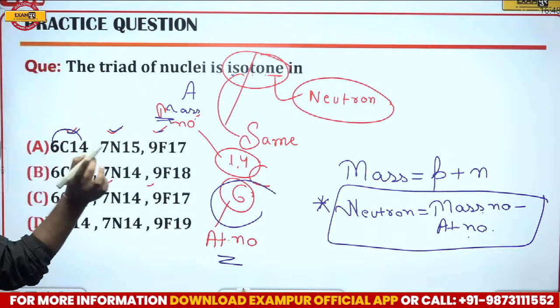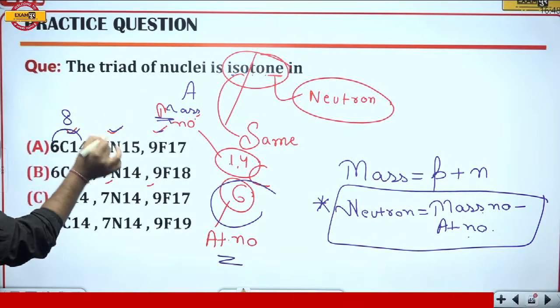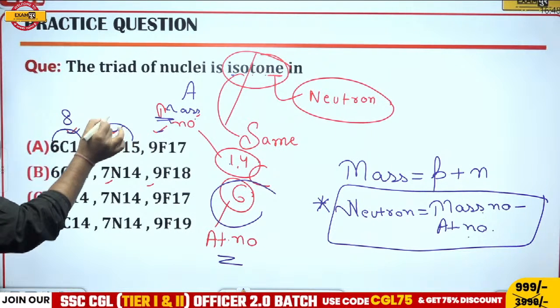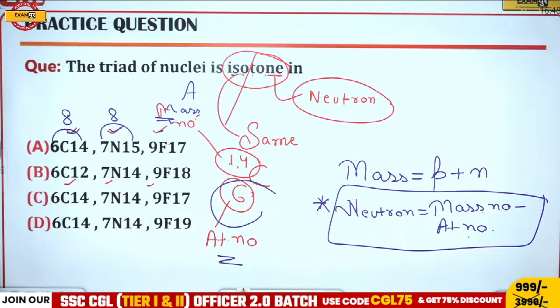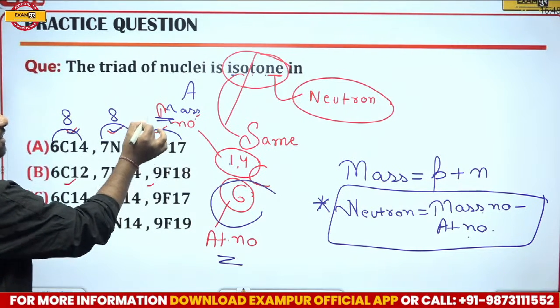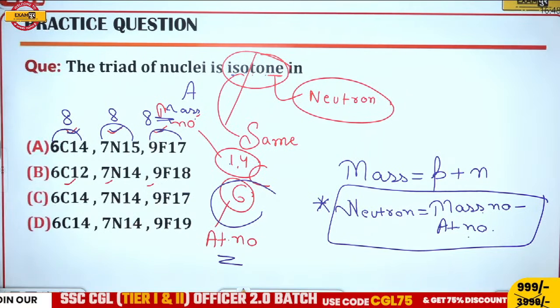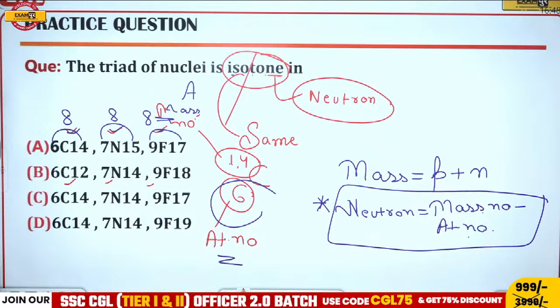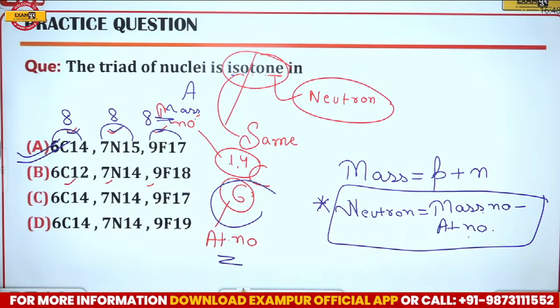14 minus 6 will give you what? 8. 15 minus 7 will give you what? 8. Areva, it is getting with the first option itself. 17 minus 9 will give you what? Again 8. So, yes, obviously option number A is going to be the correct answer. No need to go with other options. Just have a look. There would be no option that would be correct.